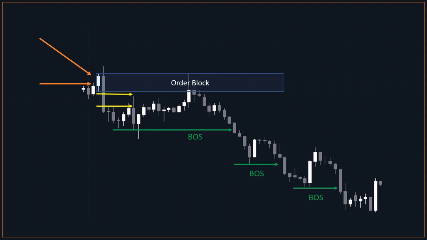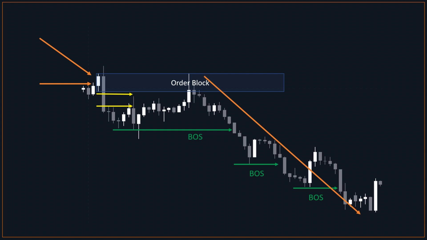And also we notice that price has been creating breaks of structure to the downside here, confirming our downward movement. And therefore our order block is a valid order block. And we can clearly see that when price tapped into our order block right then, it started dropping to the downside.